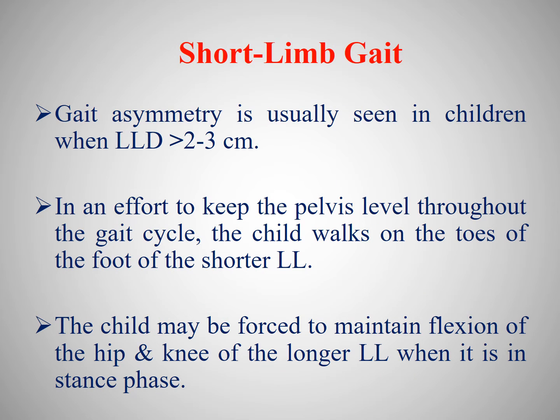Short limb gait. Gait asymmetry is usually seen in children with limb length discrepancy of more than 2 or 3 centimeters. In an effort to keep the pelvis level throughout the gait cycle, the child walks on the toes of the foot of the shorter lower limb. The child may be forced to maintain the flexion of the hip and knee of the longer lower limb when it is in the stance phase.